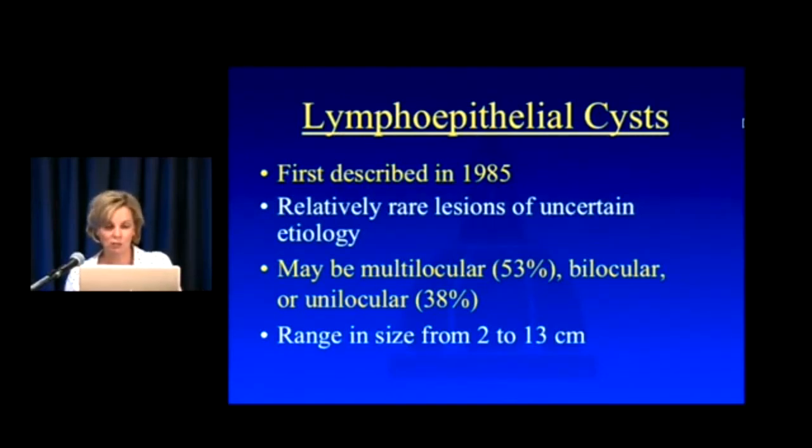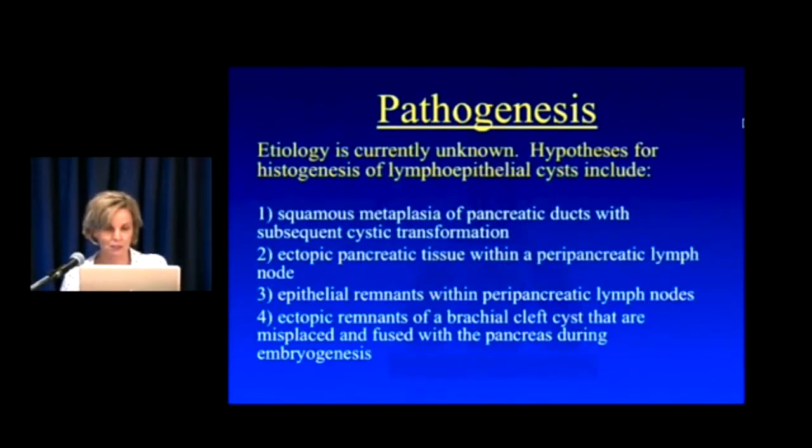The etiology is uncertain. They can be multilocular, bilocular, or unilocular. They can range in size from 2 to 13 centimeters. They can be very large or small incidentally detected cysts. As I mentioned, the etiology is unknown.